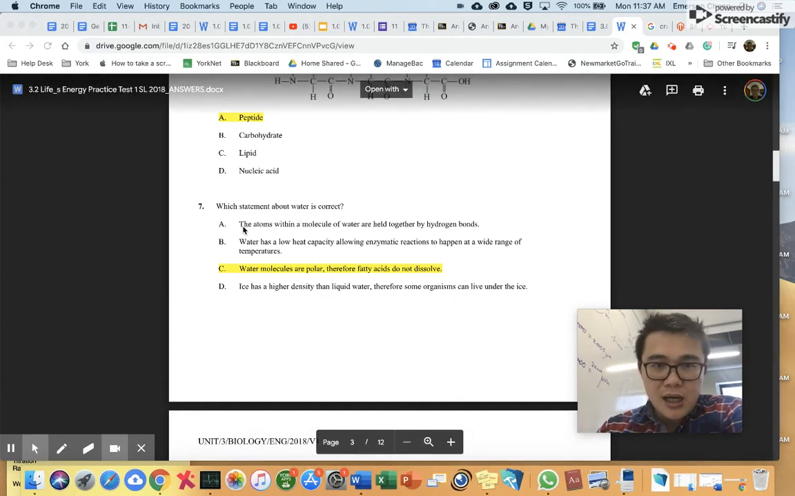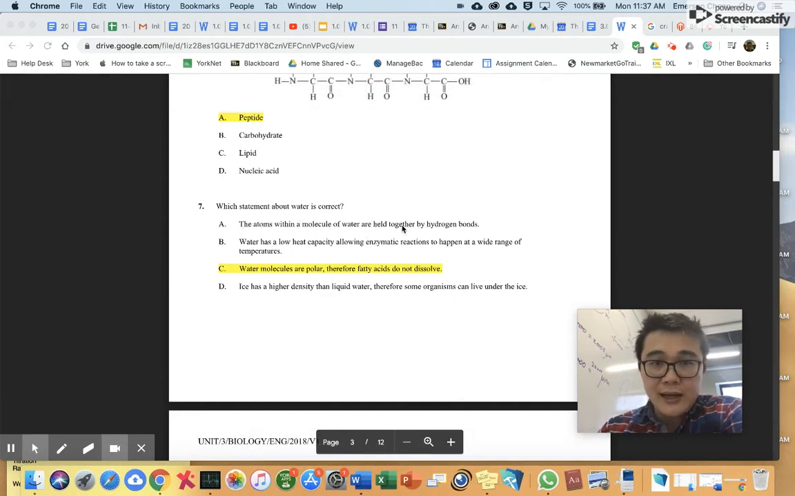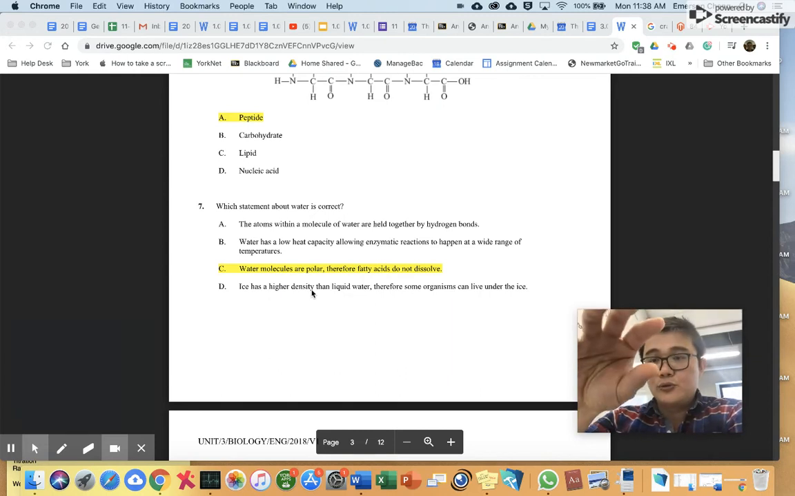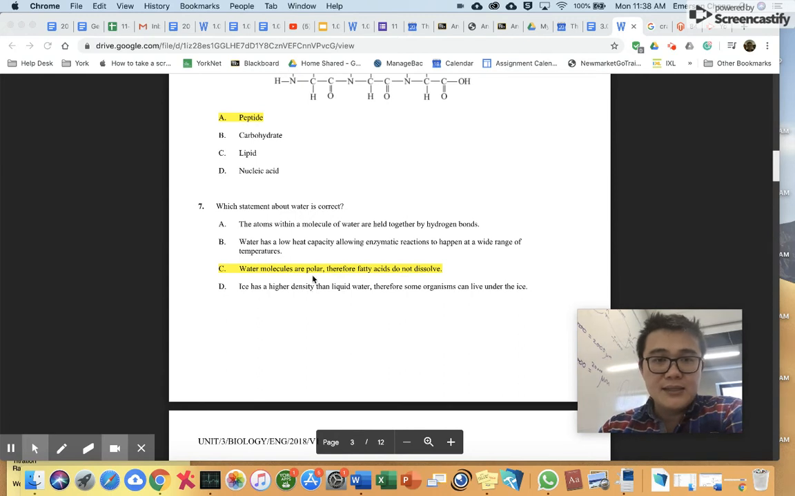Which statement about water is correct? This one is polar, therefore fatty acid does not dissolve, so this one is correct. The atoms inside the water molecule are actually held by a covalent bond, so that one is incorrect. Water actually has a high heat capacity, so that one is incorrect. Ice actually has a lower density than water. That's why ice floats on top in winter, and water is underneath. So this one is the correct one.